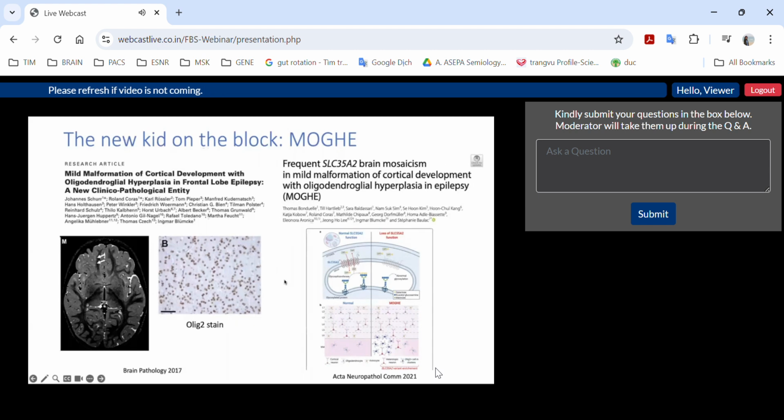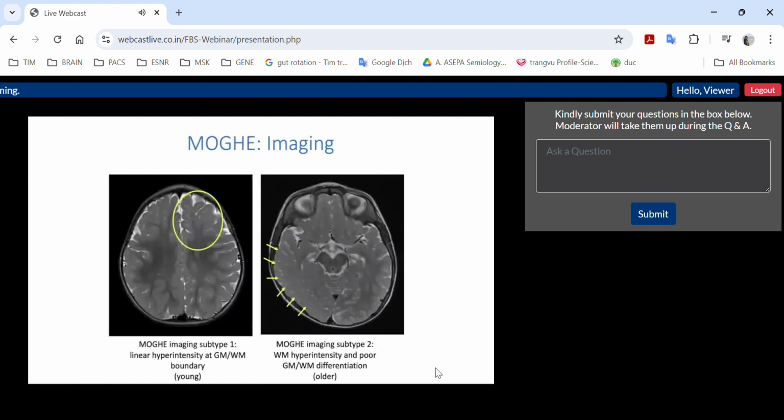And to treat these patients, you often need to do very large resections. The lesions are often quite large. There's two imaging patterns. In the younger child, you might see this subcortical high signal in a linear subcortical pattern. As these patients get older and myelinate, you sort of lose that and get this very broad area of small grey-white differentiation.